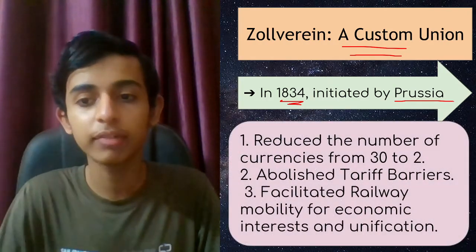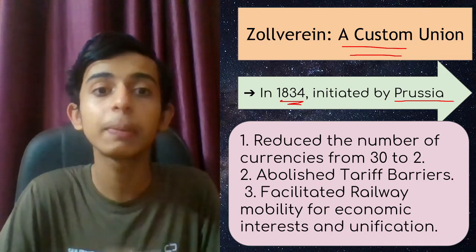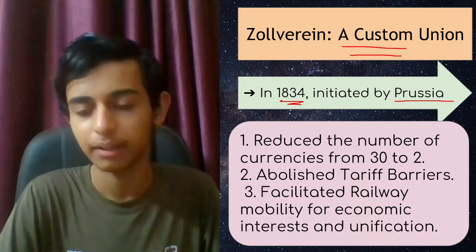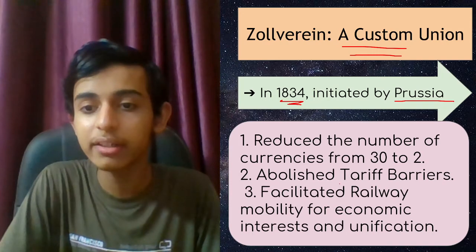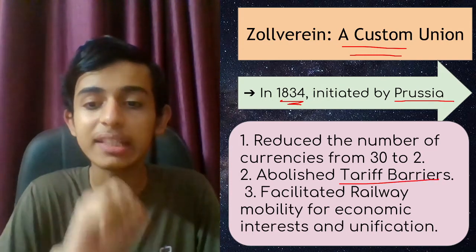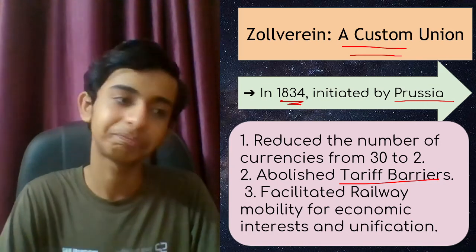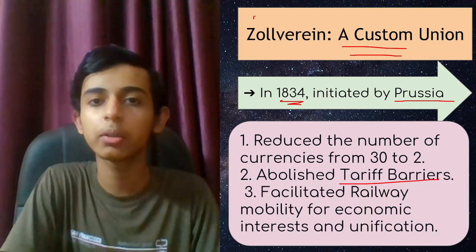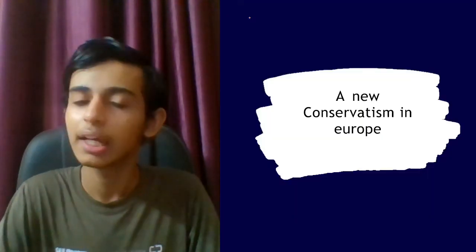It reduced the number of currencies from 30 to 2, so that if there would be exchange in currencies, the loss would be comparatively lesser. It abolished the tariff barriers so that there can be a smooth economic exchange, and facilitated railway mobility for economic interests and unification. Okay, so this is about Zollverein. This is a 2-marker question. These points you have to write, and you will easily be able to fetch 2 marks.